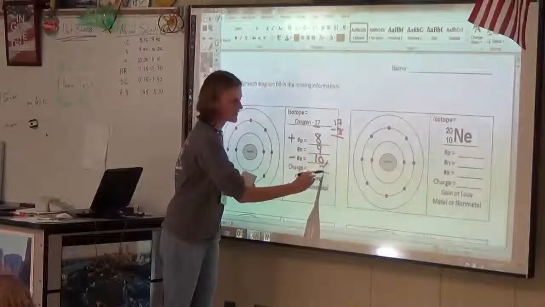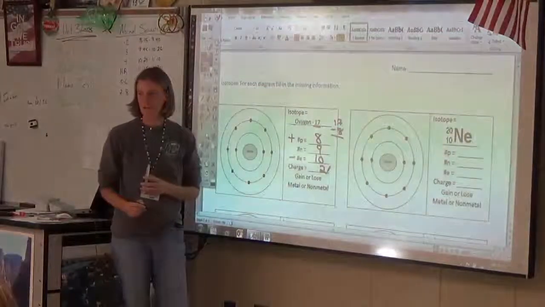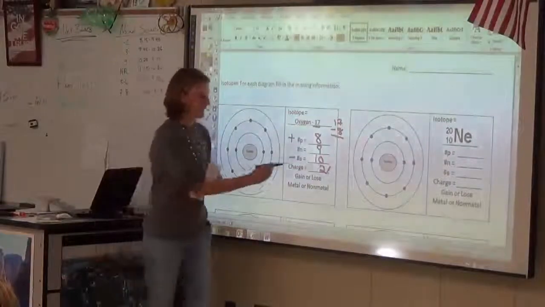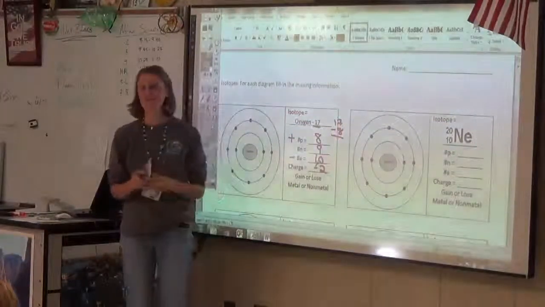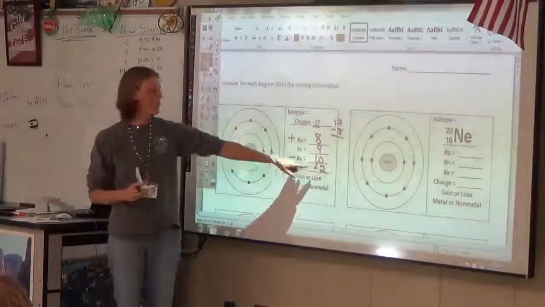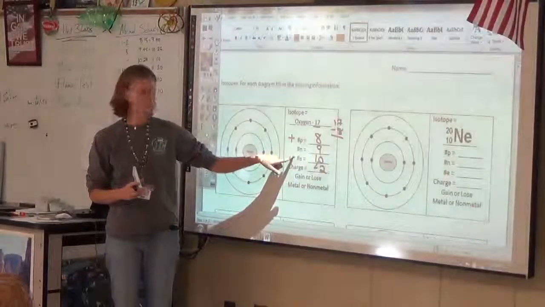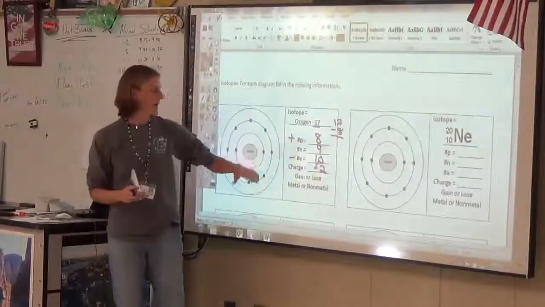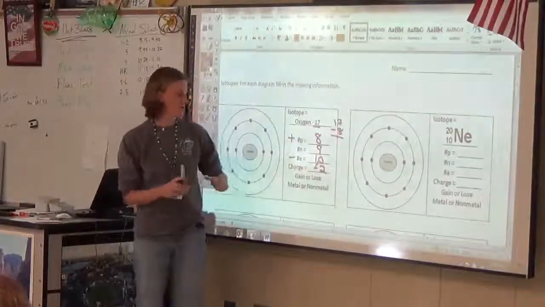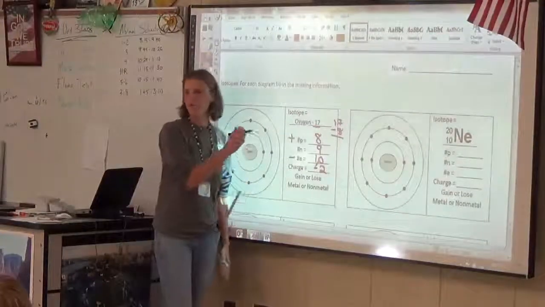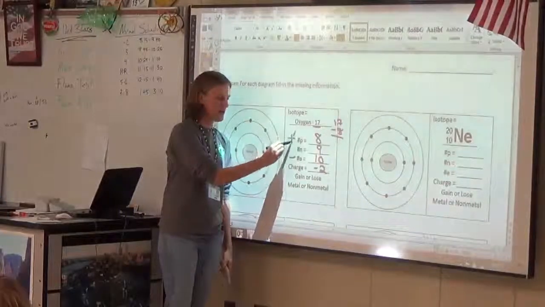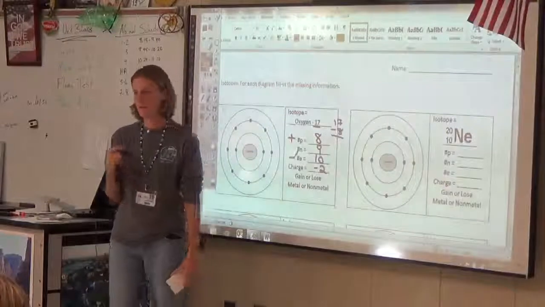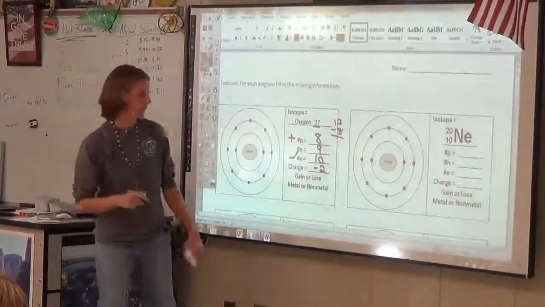Positive or negative 2? Negative. It's negative because you have more negatives. If I've got 10 negatives and 8 positives, the overall charge is negative 2. You might even want to go through your entire sheet and put the little pluses next to the protons and the little negatives next to electrons, just to help you remember what's positive, what's negative.